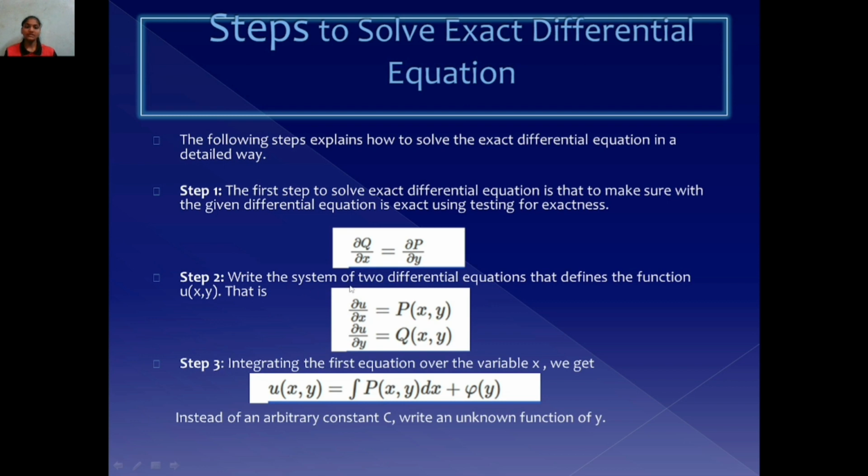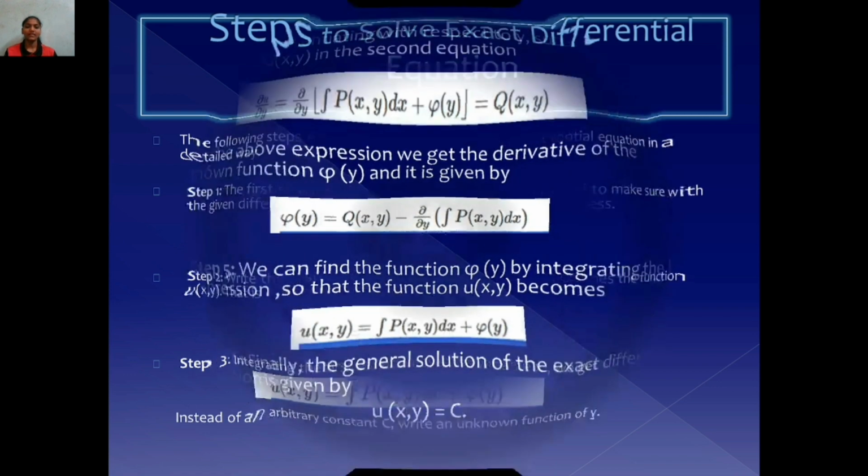Step 2. Write the system of two differential equations that defines the function u of x comma y, that is, du by dx is equal to p of x comma y and du by dy is equal to q of x comma y. Step 3. Integrating the first equation over the variable x, we get u of x comma y is equal to the integral of p of x comma y dx plus psi of y. Instead of an arbitrary constant c, we write an unknown function of y.